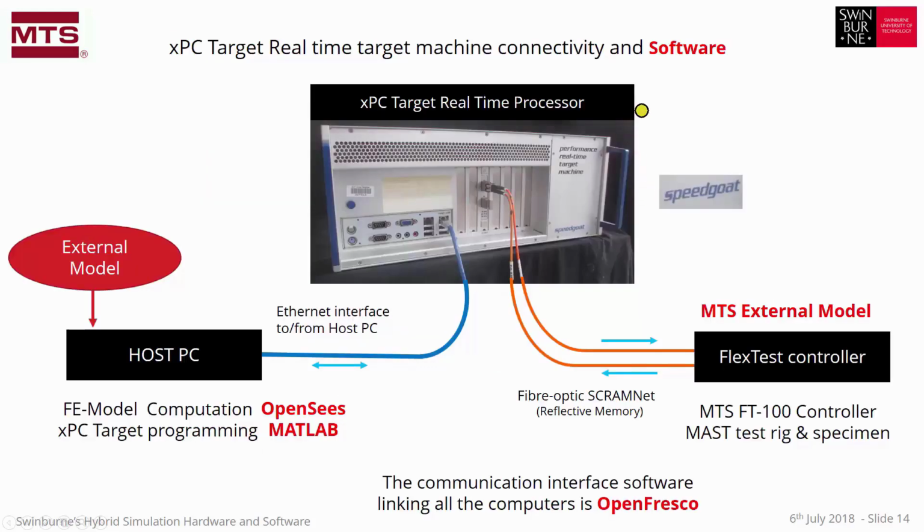The XPC target machine at Swinburne is manufactured by Speedgoat, a Swiss company that specialises in real-time hardware-in-the-loop simulation processes that work with MATLAB. The runtime executable programs are downloaded from the host PC. Now in this diagram, we can see all of the software required to do hybrid simulation. The communications interface linking all of the computers is OpenFresco.